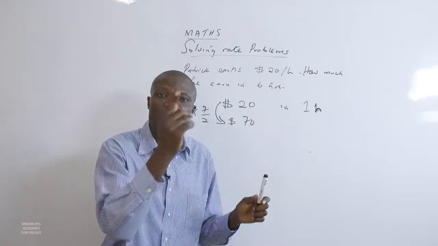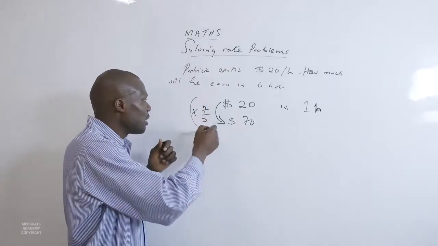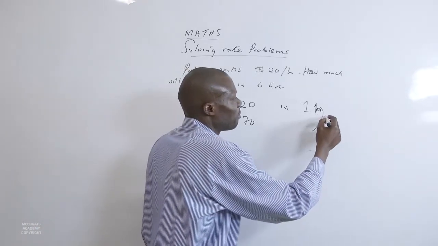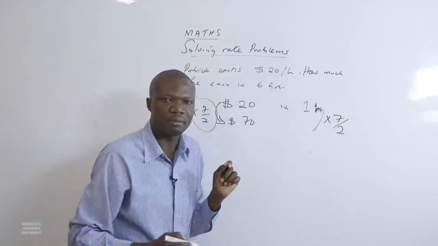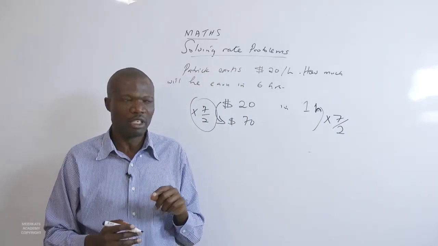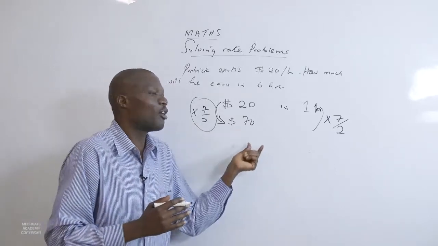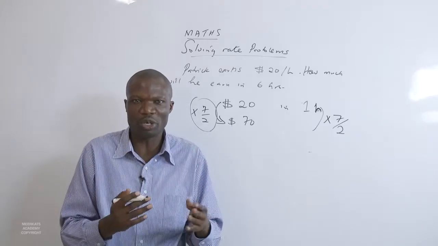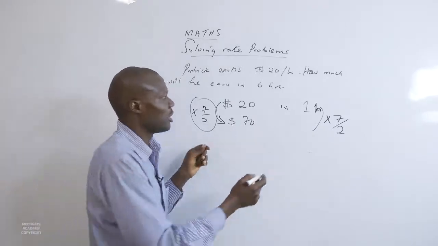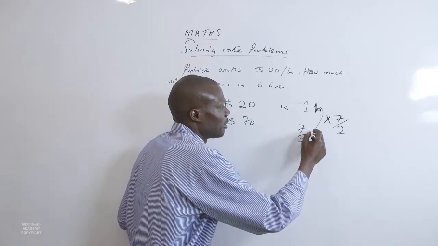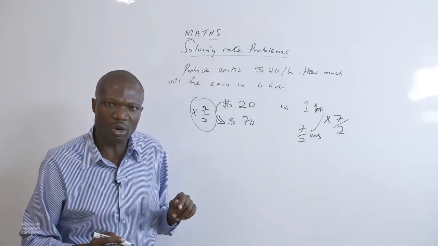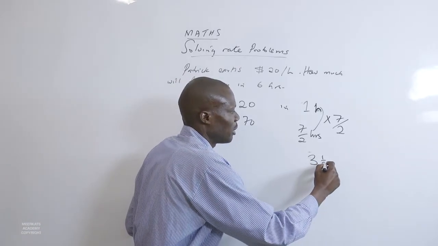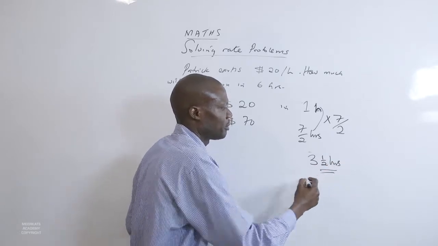Therefore, we move to our right-hand side. We have seen that to get 70, we multiplied by 7/2. Take this one and multiply by 7/2. So the question now comes: how many hours is he supposed to work to earn $70? You'll get 7/2 hours, which simplified is equivalent to 3 1/2 hours.